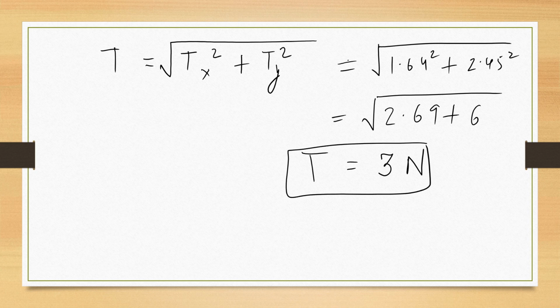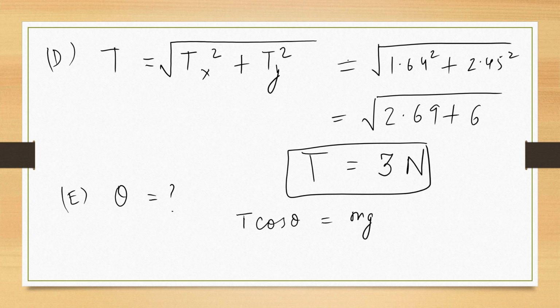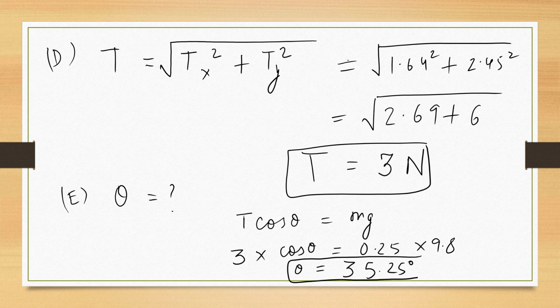Now what was my last part? The last part was, how can you find the angle? Now you know that T cos theta equals mass times gravity, right? So the resultant is 3 cos theta, and the mass is 0.25 times 9.8. So when I solve this, 0.25 times 9.8 gives me 2.45 divided by 3. I get 0.816, and when I take cos inverse of that answer, I get my angle as 35.25 degrees. So that angle was this.